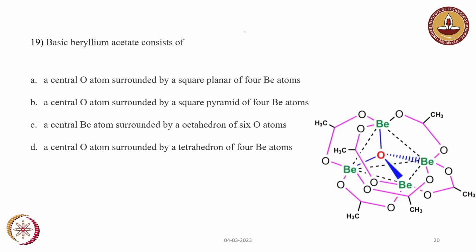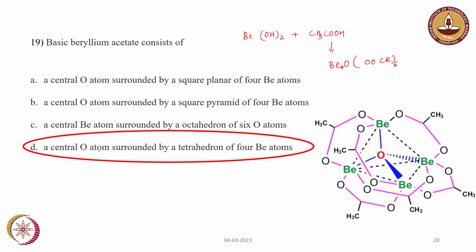It is formed by the reaction of beryllium hydroxide and acetic acid, that is CH3COOH. It gives Be4O(OOCR)6. The structure is given here. So this O is surrounded by 4 beryllium in tetrahedral fashion. So option D is the answer, a central oxygen atom surrounded by a tetrahedron of 4 beryllium atoms.